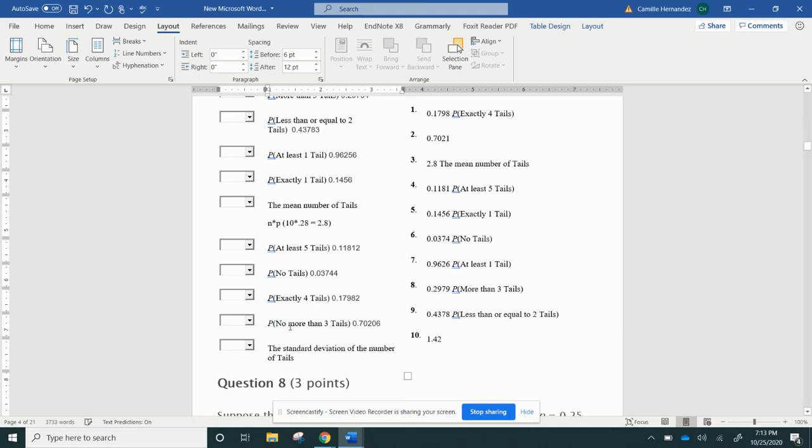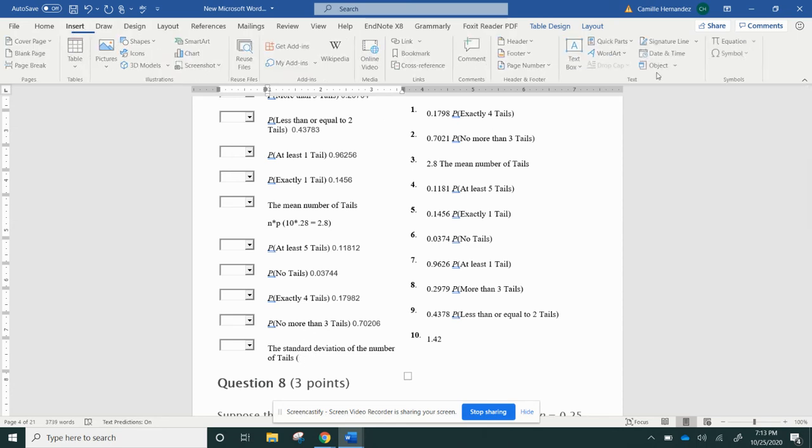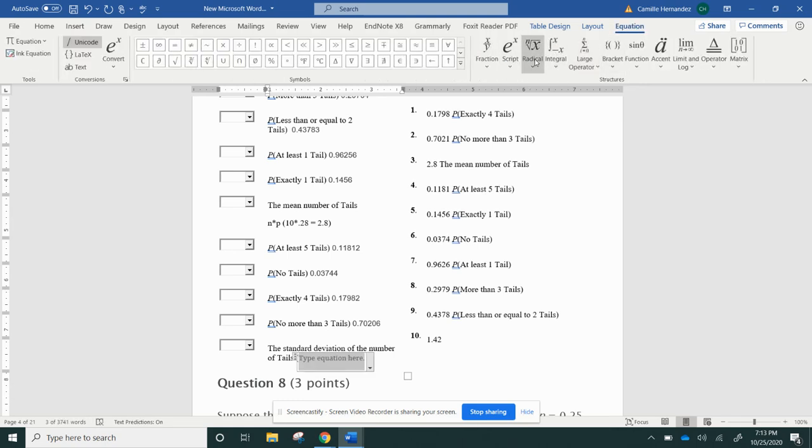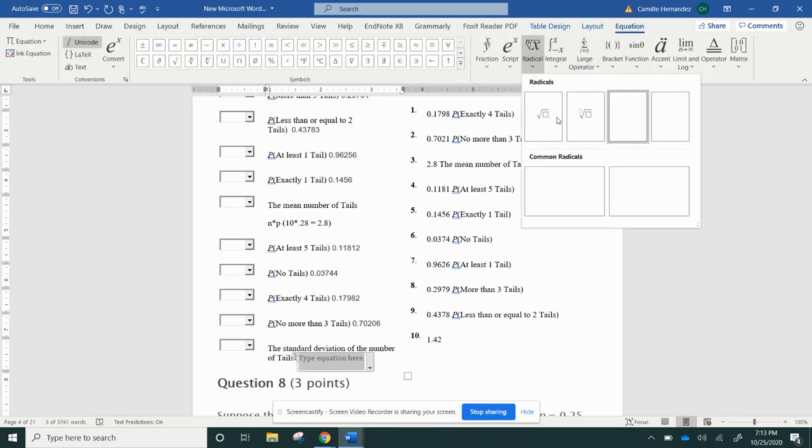So that's good. I'm almost done, and I have matched up everything I needed to match. So that's great. Then the standard deviation for the number of tails. Remember, that is the square root of n. Let me make it look nicer. Let me insert it. I don't want it to be confusing. Let's do it that way.